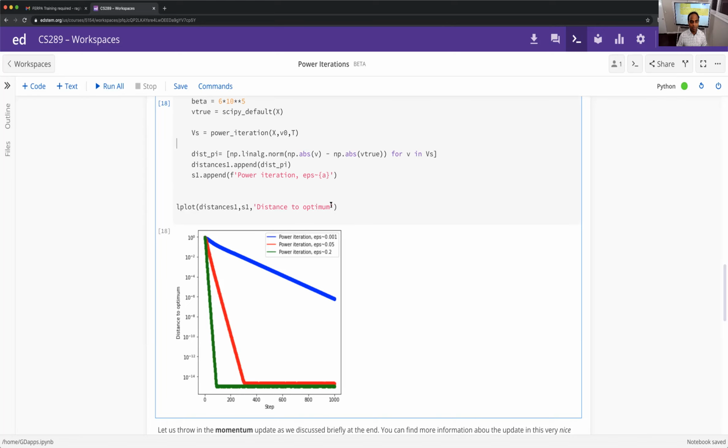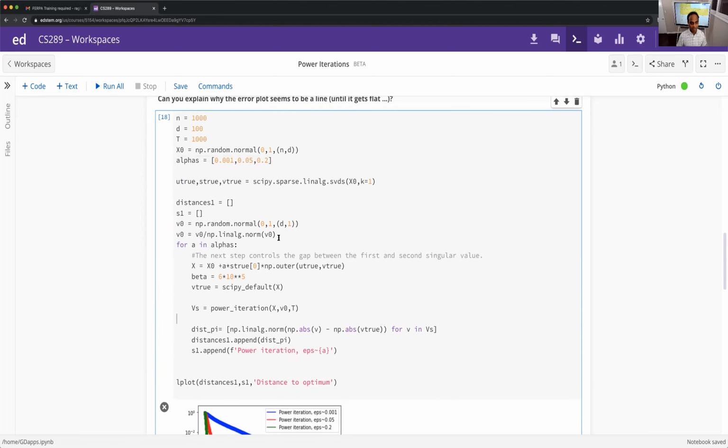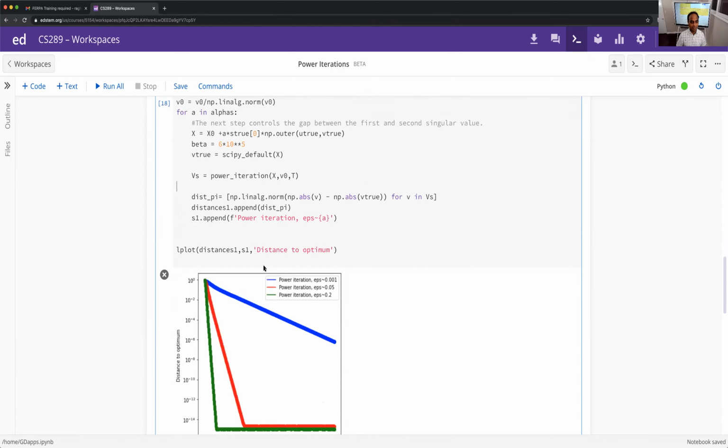Okay, and you can play with these values by yourself to see what happens for other values of alpha and so on. There will be fluctuations because of the randomness of x0, but by and large you should see some trend like this.